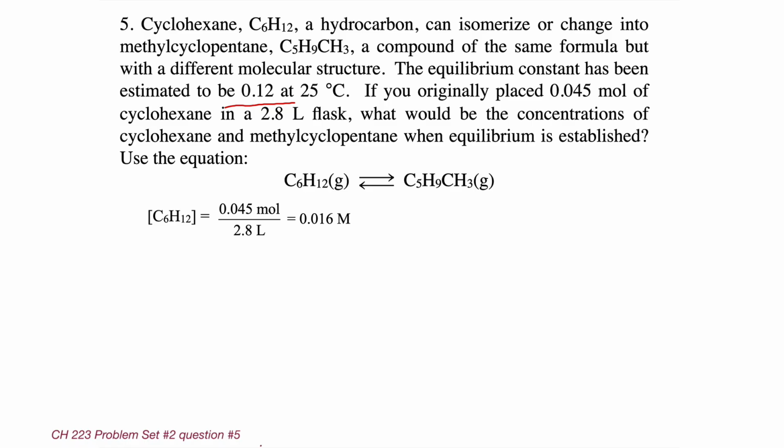So again, first part, moles per liter: 0.045 divided by 2.8 liters is 0.016. That's the initial cyclohexane. And then, like before, let's set up the ICE table. ICE is going to have reactants and products. Cyclohexane is the only game in town, which means we only have cyclohexane to begin with. It's going to go down, and the methylcyclopentane, the other thing, is going to increase.